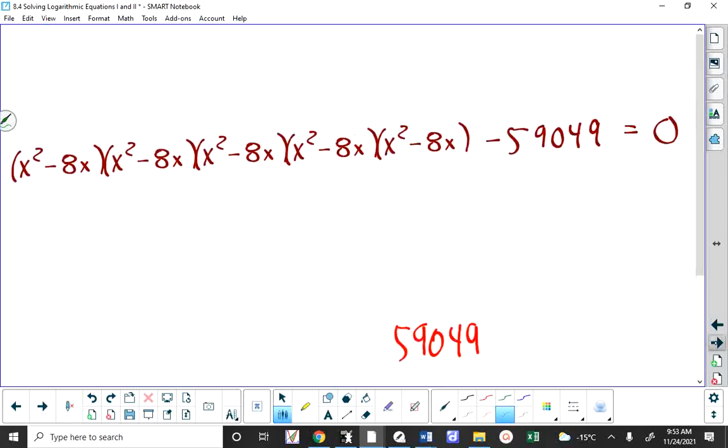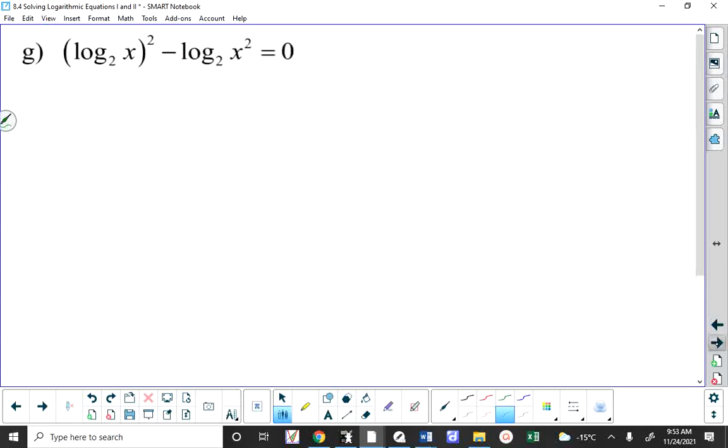All right. Let's take a look at something more challenging now. And I know that what we've just been doing is challenging, but this is even more challenging. What we have here is a logarithmic equation that's quadratic in nature. And I don't mean it turns into a quadratic equation. This is the same as, well, let me rewrite it first.